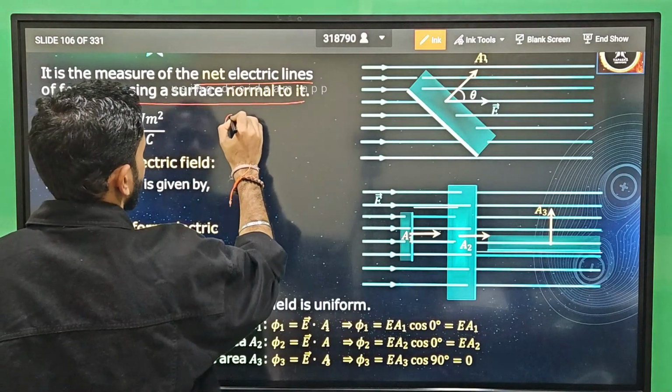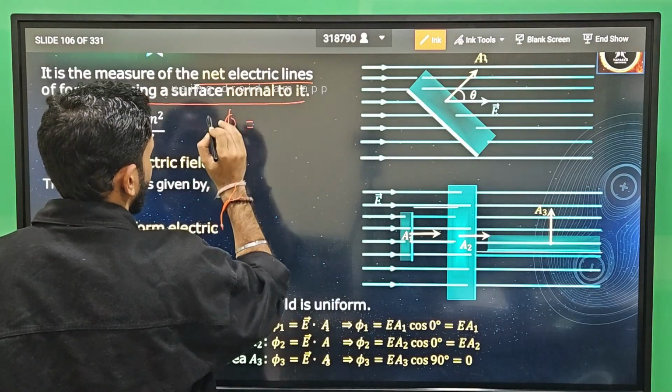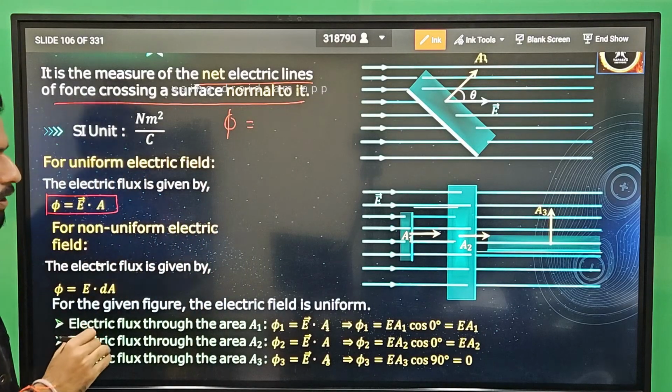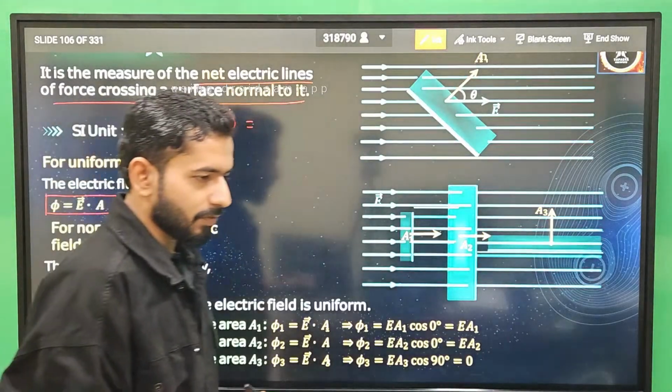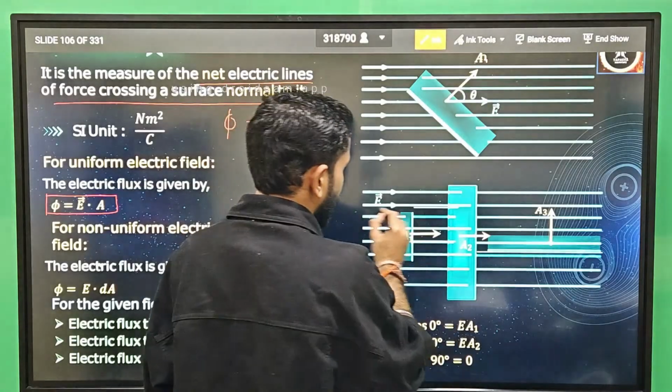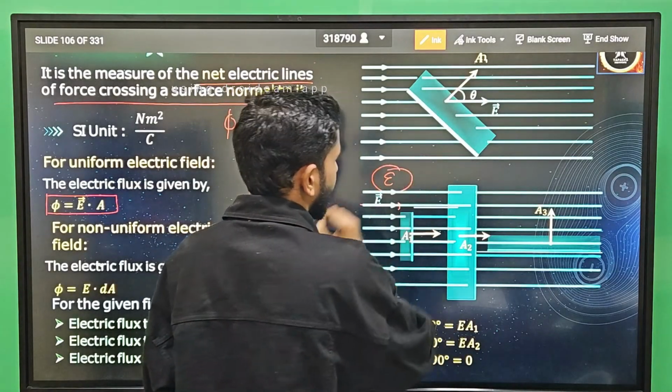It is represented as phi, and it is defined as E dot A. Like in liquid, how is it defined? Velocity into area. Here the liquid is not flowing. What is flowing here? Electric field. So it is exactly the same situation.